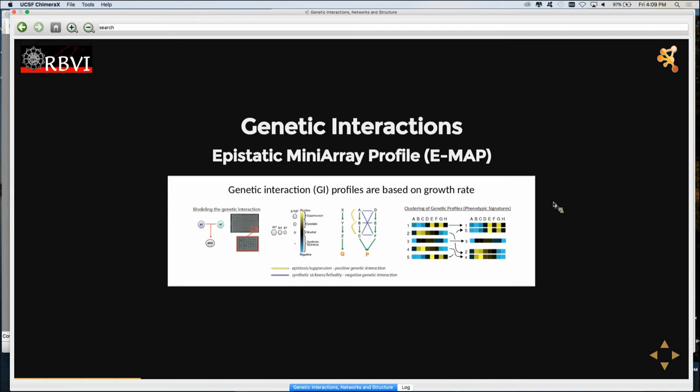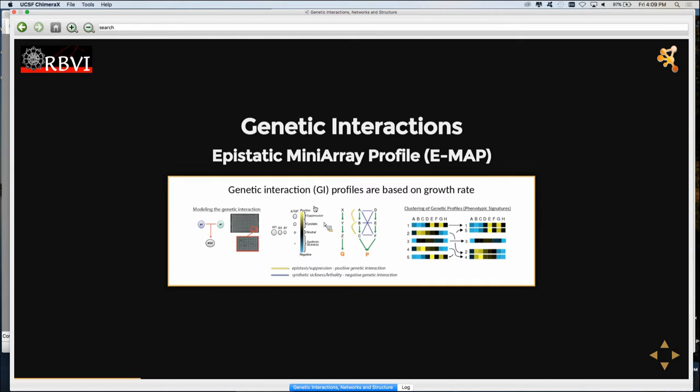So the goal for genetic interactions is, I knock out a gene and measure the growth. Then I knock out another gene and measure the growth. And then I knock out both genes and measure the growth. Now, if these genes are independent, you would expect the growth to be the multiplication of the two growth rates. So if I knock out gene A, it grows half as well. If I knock out gene B, it grows half as well. When I knock out both A and B, I would expect it to grow a quarter as well, right? But often it doesn't. And what that indicates is there's some sort of functional interaction between those two genes.